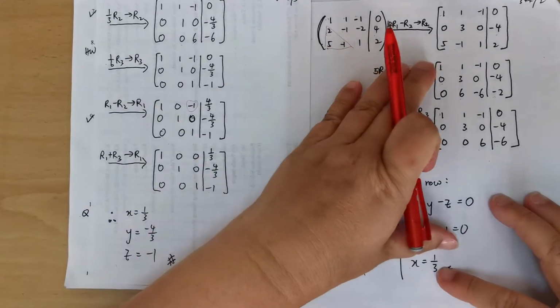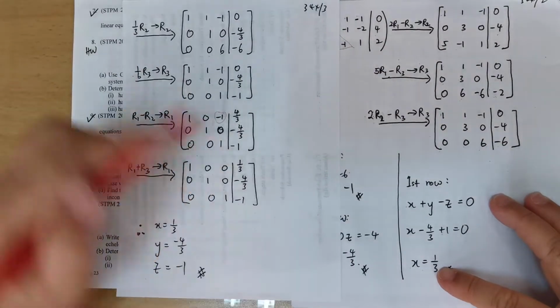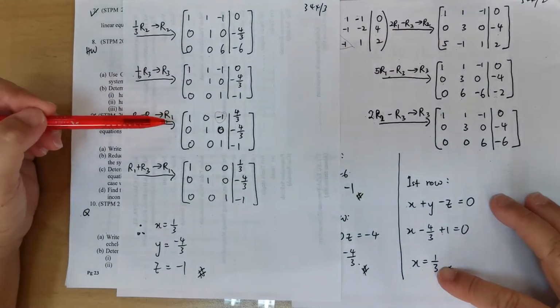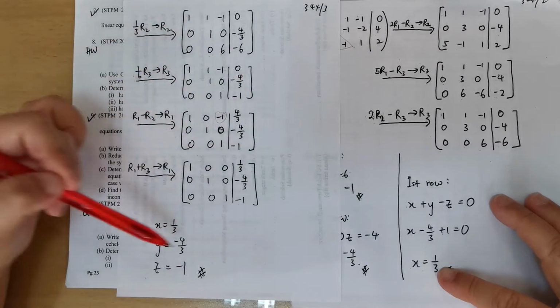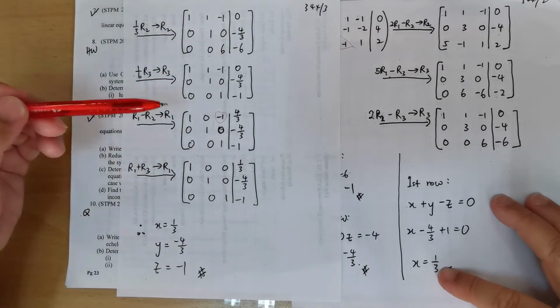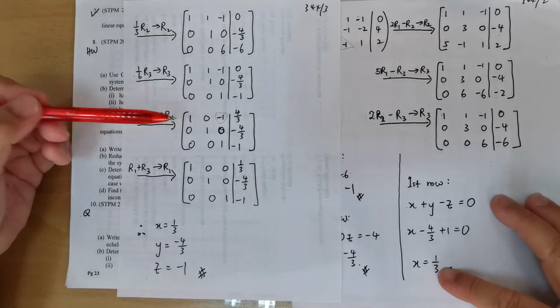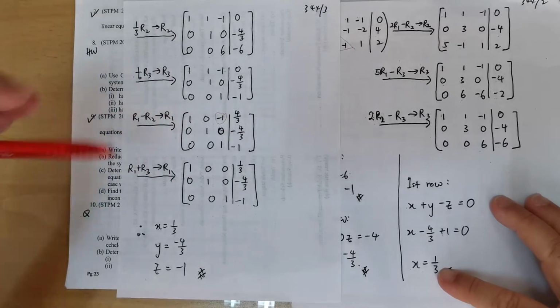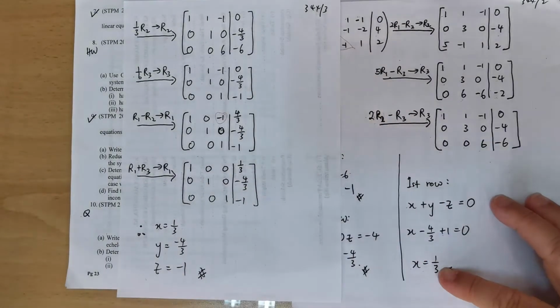Okay, so this is the normal method. This is the Gauss-Jordan elimination method. So far in STPM, they never emphasize and ask the students to use Gauss-Jordan elimination. So far we will use this one. Okay.